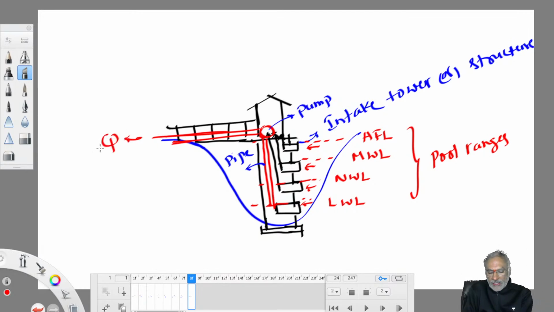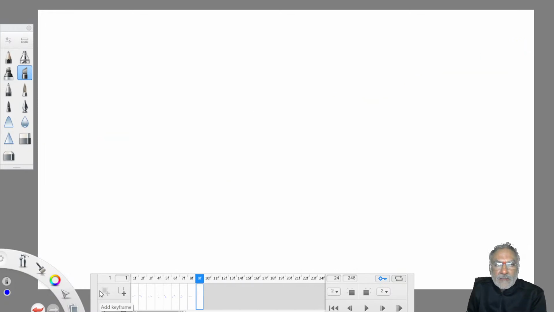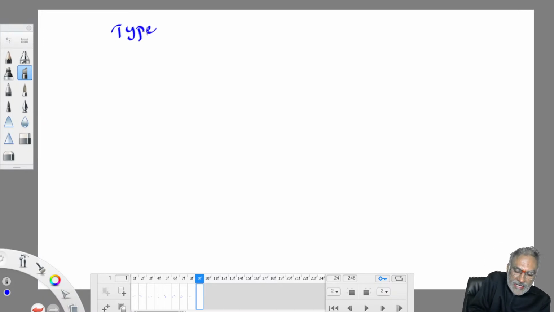A constant amount of water we can collect. When a sufficient amount is collected, then we can pump out. That tower is called the intake. Understood now? Hope it is clear to you. Now, there are many types of intakes. Basically there are two types of intake: one is dry intake, the other one is wet intake.